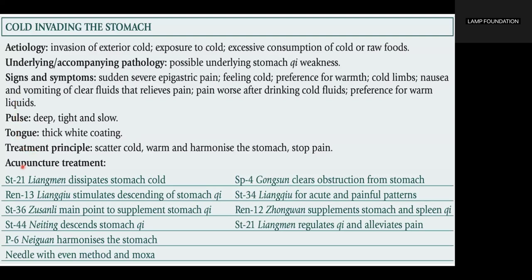Acupuncture treatment: Stomach 21 to dissipate stomach cold, REN 13 to stimulate descending of stomach chi, Stomach 36, main point to supplement stomach chi, Stomach 44 to descend the stomach chi, Pericardium 6 to harmonize the stomach, Spleen 4 to clear obstruction from stomach, Stomach 34 for acute and painful patterns, REN 12 to supplement stomach and spleen chi, Stomach 21 to regulate chi and alleviate pain. We needle with even method and moxa.